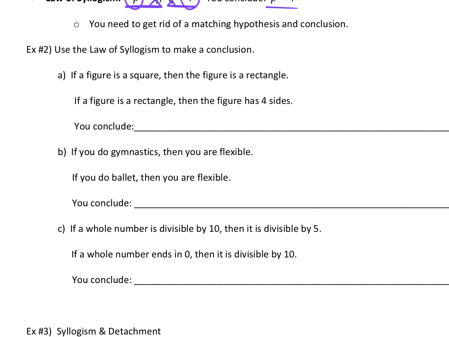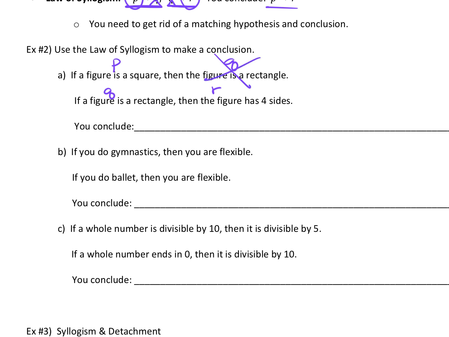This first one says, if a figure is a square, then the figure is a rectangle. The one after that says, if a figure is a rectangle, then the figure has 4 sides. Does anyone see the conclusion? What would you say? Go ahead, Emily. Is it if the figure is a square, then the figure has 4 sides? Yes. So this is if P then Q, and if Q then R.